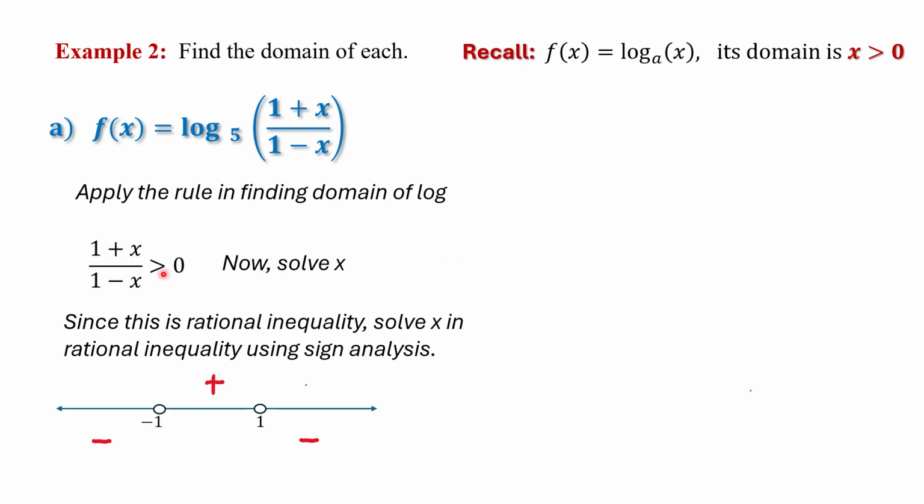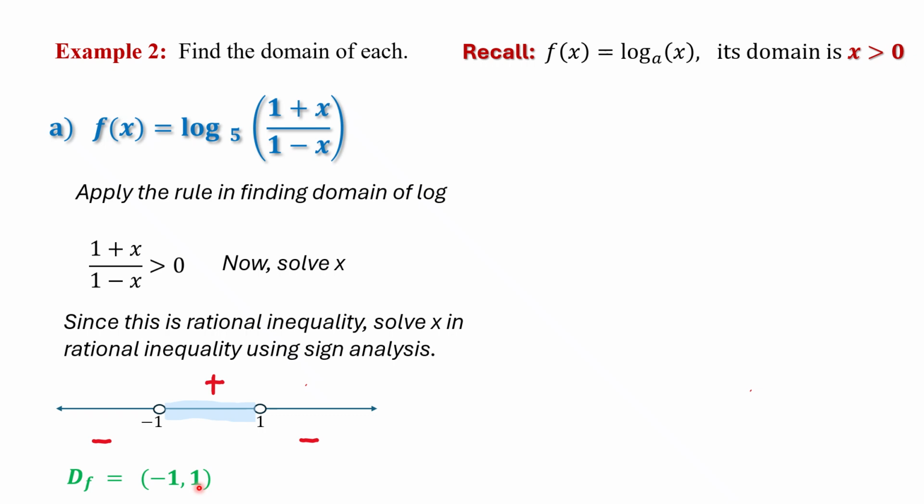So now, since this fraction should be greater than 0, meaning we need a positive sign, we are selecting this middle interval, which is negative 1 to 1. So the domain of the given function f is the interval negative 1 up to 1, where negative 1 and 1 are not included.